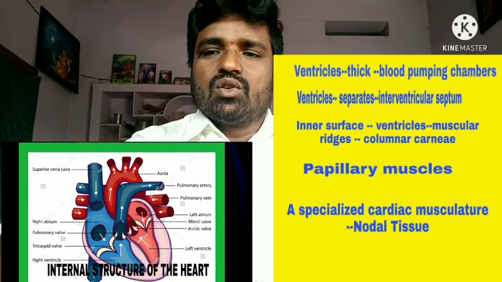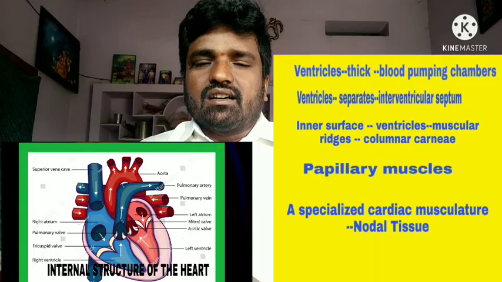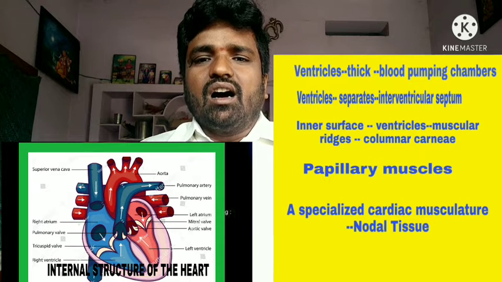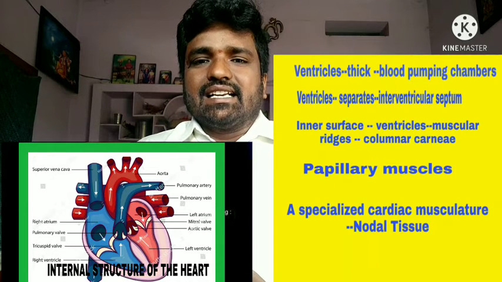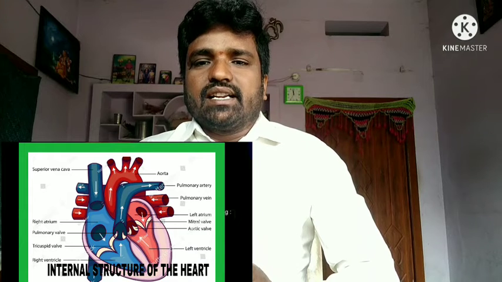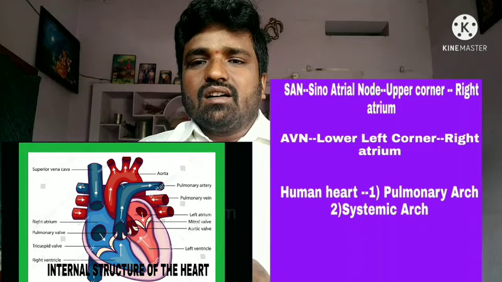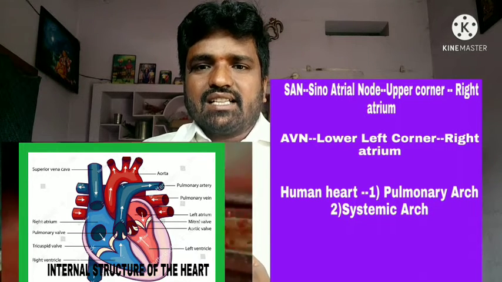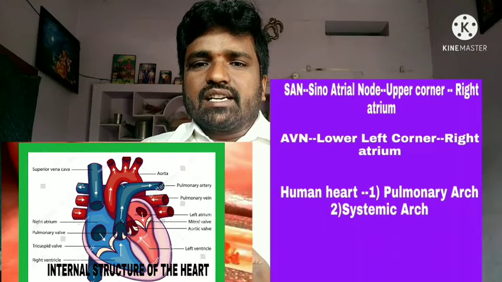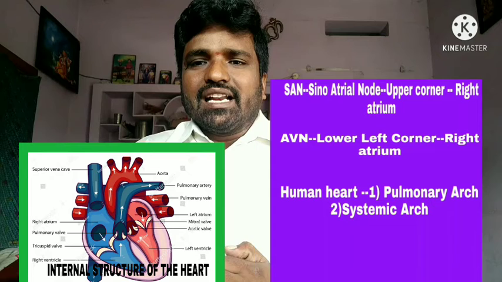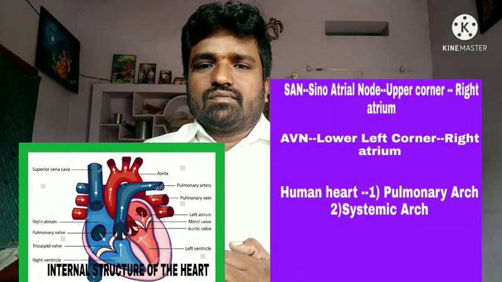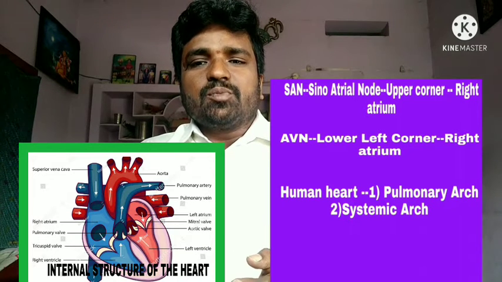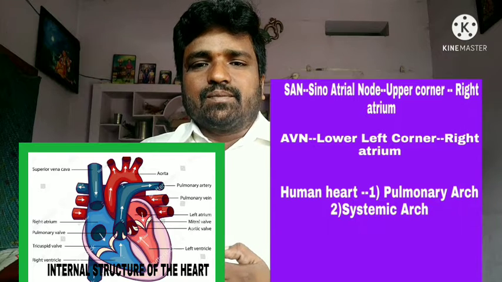Another structure is nodal tissue. A specialized cardiac muscle called nodal tissue is also distributed in the heart. SAN means sinoatrial node, present in the upper right corner of the right atrium. The second one is the AVN, that is the atrioventricular node, present in the lower left corner of the right atrium.